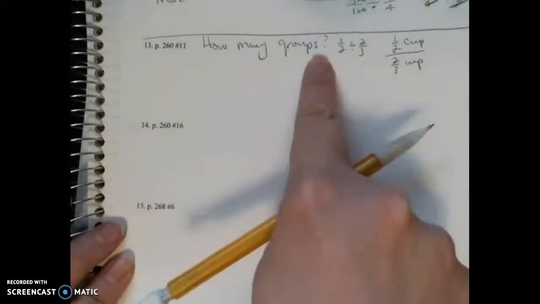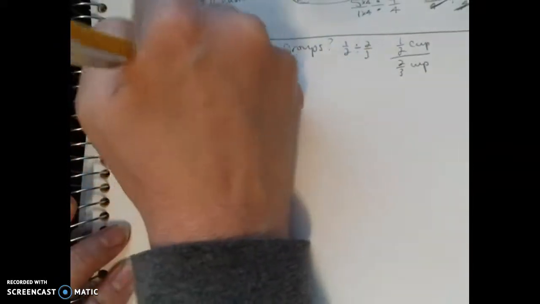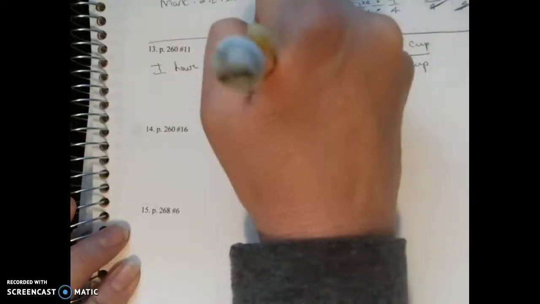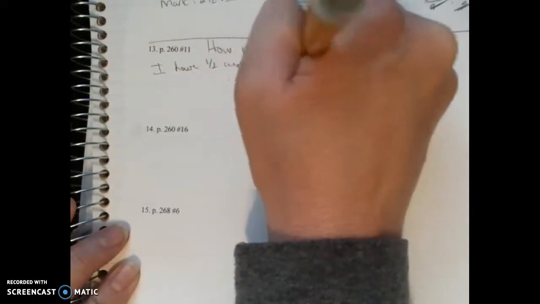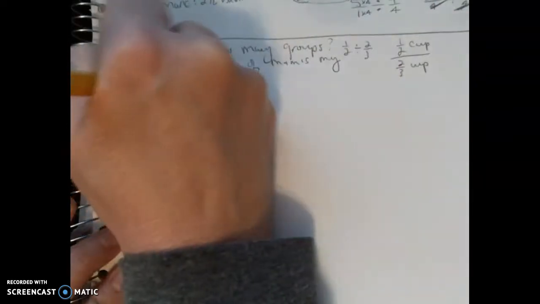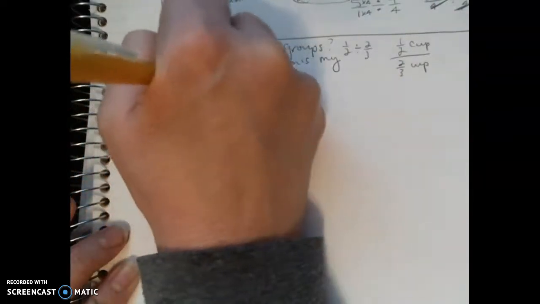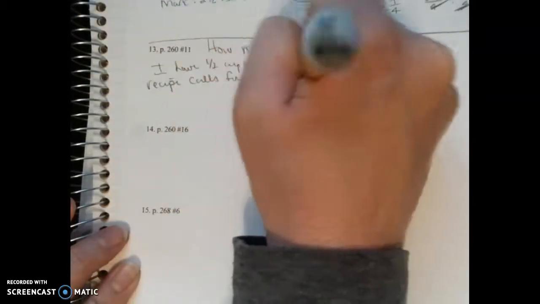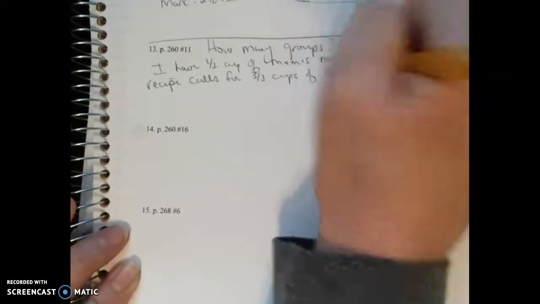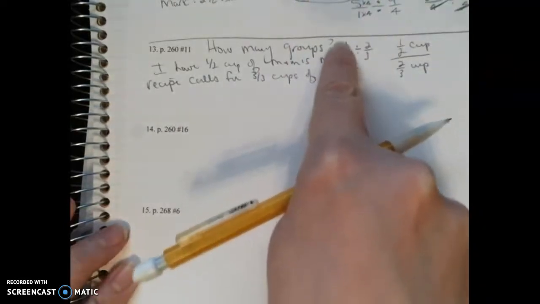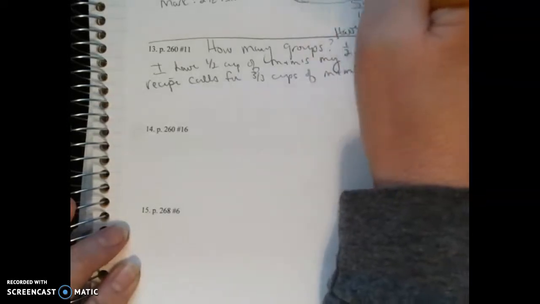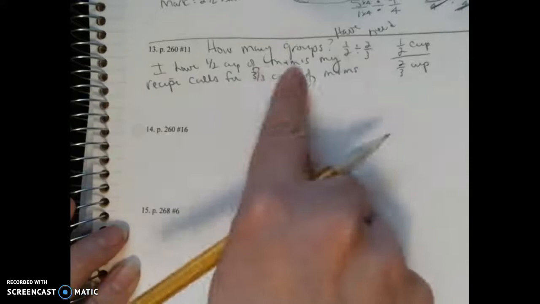And so what I'm going to say is I have half a cup of M&Ms, and my recipe calls for 2/3 cups of M&Ms. Now, do you see how I don't even have enough to make a whole batch? Because this is what I have, right? I have half a cup. I need to make a batch, 2/3. So I know I can only make part of a batch.